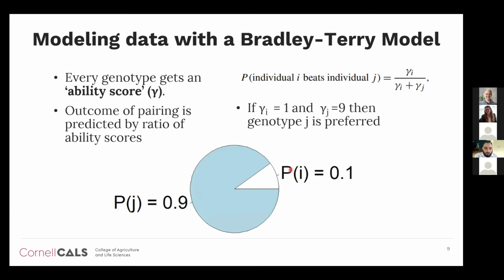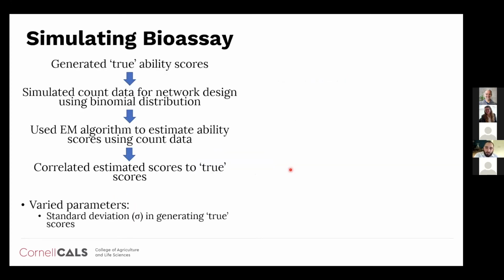So I've got this model now, but before I want to run this kind of large bioassay in real life, I wanted to see if it would work in simulation. So to simulate the bioassay, what I did is I generated a set of true ability scores, so like true gammas, and then I used those ability scores to simulate count data for my network design. Then I fed that count data to an EM algorithm to estimate back my ability scores, and I correlated my estimated scores to true scores.